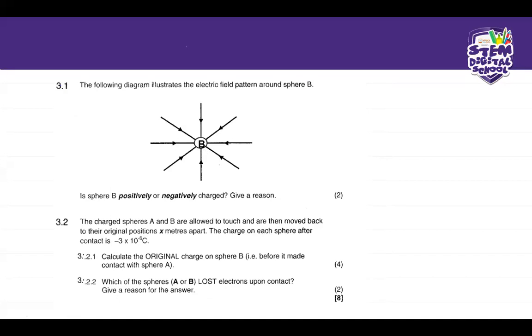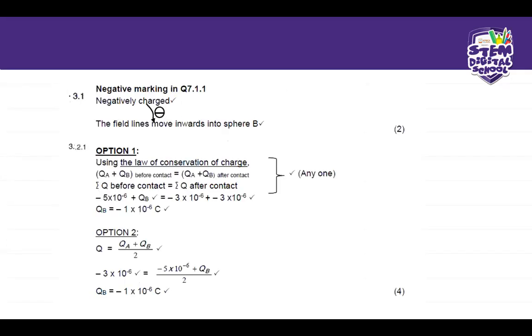What I can say just by looking at it, and from what we've learned in our theory class, is that this is negatively charged, because remember, the negatively charged is the one that takes in the electric field, and the positively charged is the one that gives out electric field. Okay, so let's see. You see it's negatively charged. The field lines are moving inwards into sphere B. That's why it will be negatively charged.